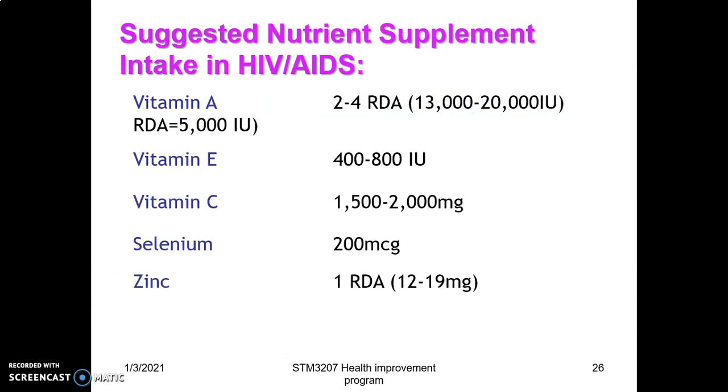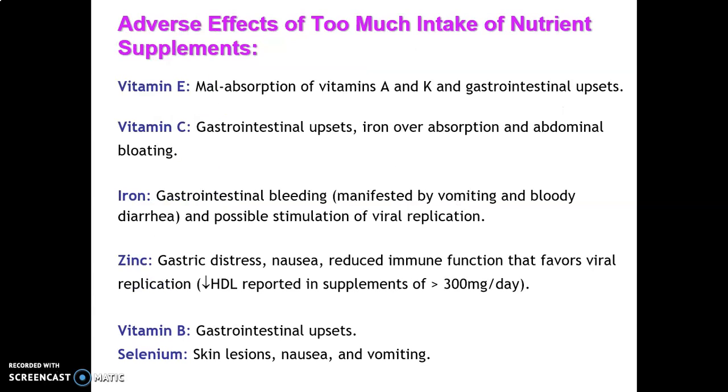Okay. So these are the suggested nutrient supplements. Vitamin A from 2 to 4 RDA, recommended dietary allowance. Vitamin E 400 to 800. Vitamin C 1000 to 2000 milligram. Selenium 200 microgram. Zinc 1 recommended dietary allowance. Right? So these are the adverse effects of taking too much intake of nutrient supplements.